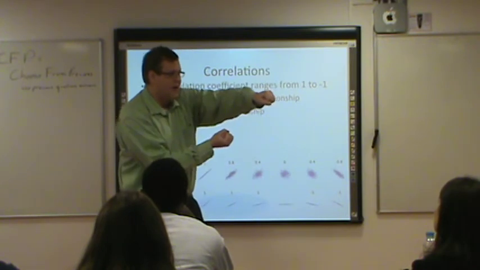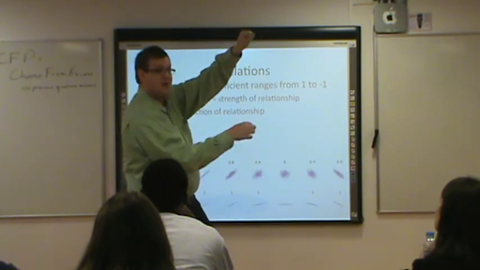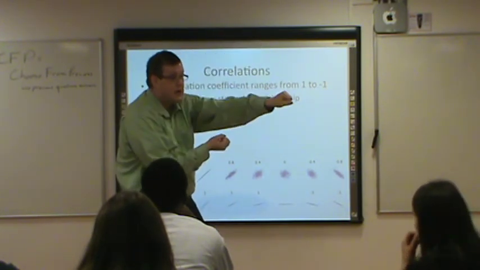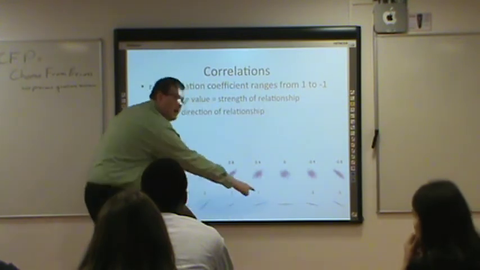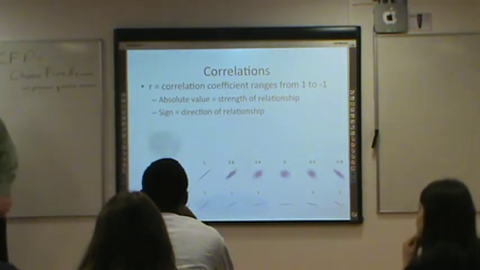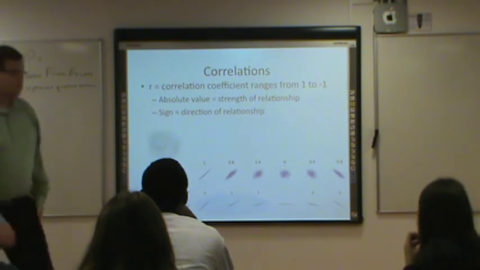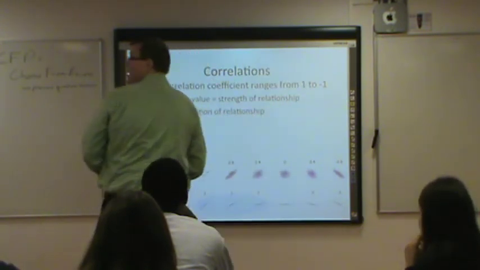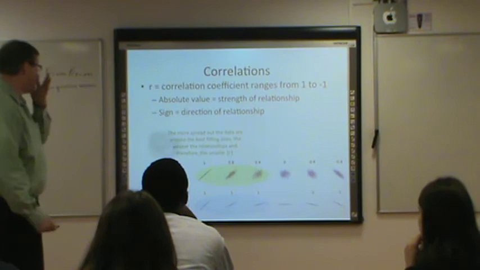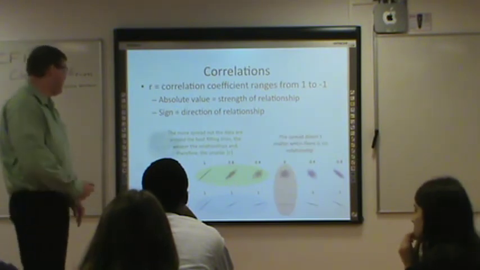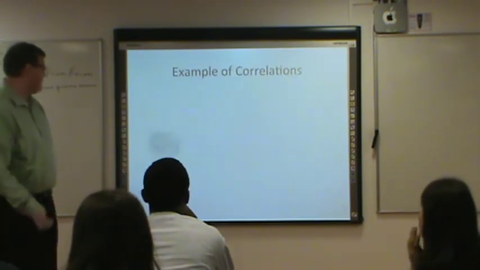So it doesn't really matter if we're going up a lot for each change in the independent variable or a little bit, right? That's why these things are the same strength of correlation even though the actual slope is different. Okay, the more spread out the data are, the weaker the relationship is. The spread doesn't matter if there's no relationship.